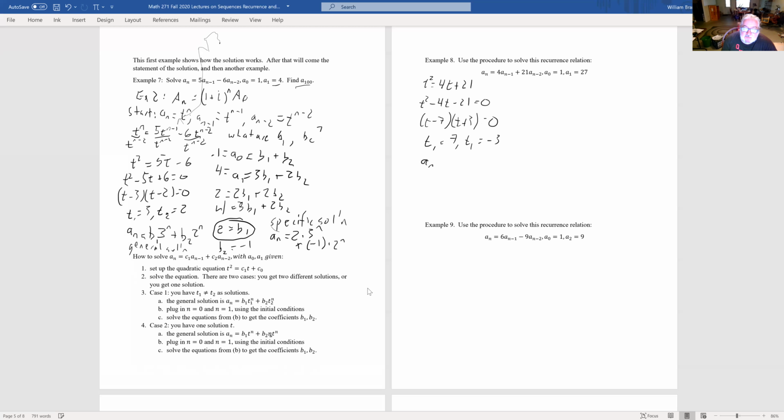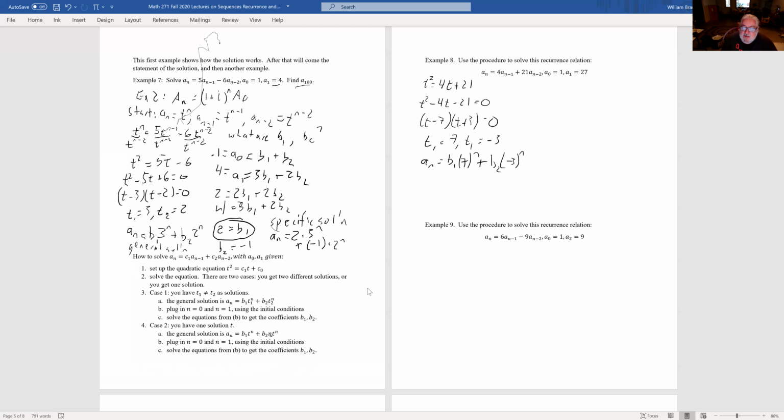So what's my general solution? B1, 7 to the n, plus B2, minus 3 to the n. The minus sign can't come out of the parentheses because sometimes n is even, sometimes n is odd. So if n is odd, you'd get a minus sign. If n is even, you wouldn't. So that's my general solution.